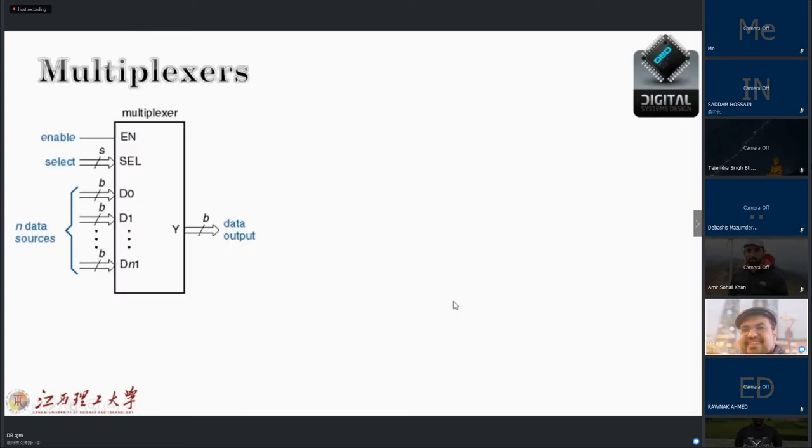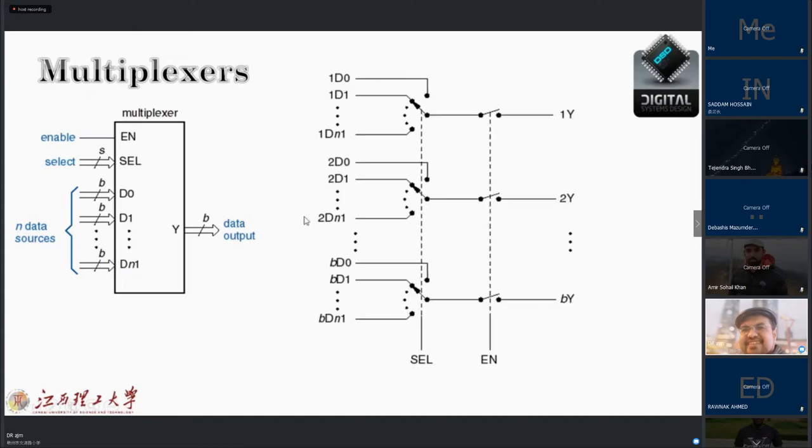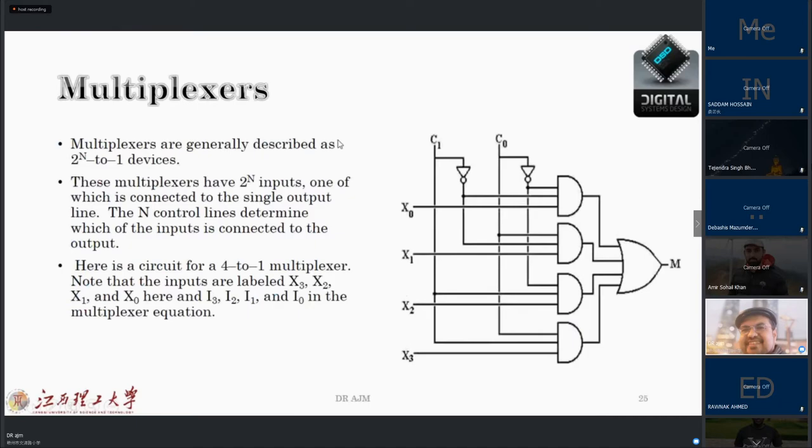If we show the multiplexer, we have something like this: some select lines, some inputs, and sometimes an enable, and the output, which is the data output. A symbol like this can represent the same figure of the enable, select, inputs and output that we have. Generally, as we said, the multiplexer can be represented as a 2 to the power n to 1 device. These 2^n inputs, one of which is connected to the single output line, and the n control lines determine which input is connected to the output.